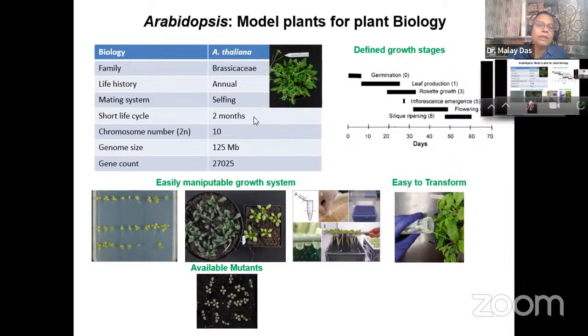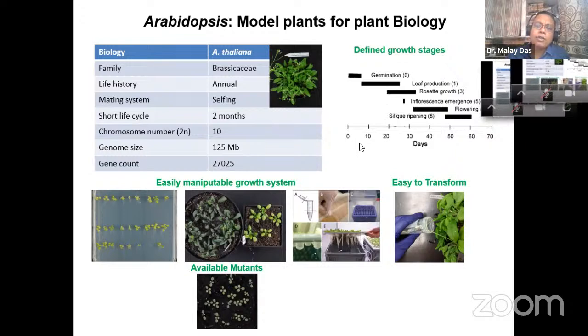For instance, for this plant, the life cycle is very short. Within 2 to 3 months, you can complete the life cycle. It has a relatively decent number of chromosomes and a relatively lower genome size, which makes it much easier for geneticists to do genetics. The growth stages are quite defined, so defined that we know exactly, in a particular growth condition at a particular time, what would be the number of leaves, the rosette sizes, and all these things. And more importantly, it is possible to manipulate the growth system.